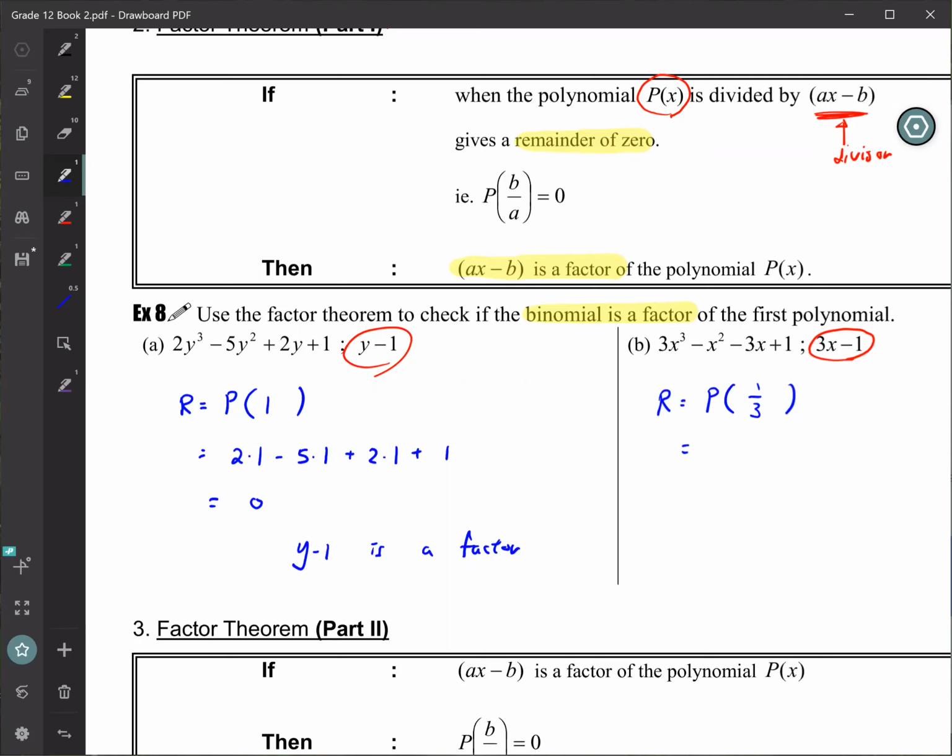So please raise your hand if you have found the conclusion, okay? You can say 3x minus 1 is a factor, or you can say 3x minus 1 is not a factor. Okay, so Cindy, what do you think? Is it a factor or not? Yes, okay, so it is a factor.